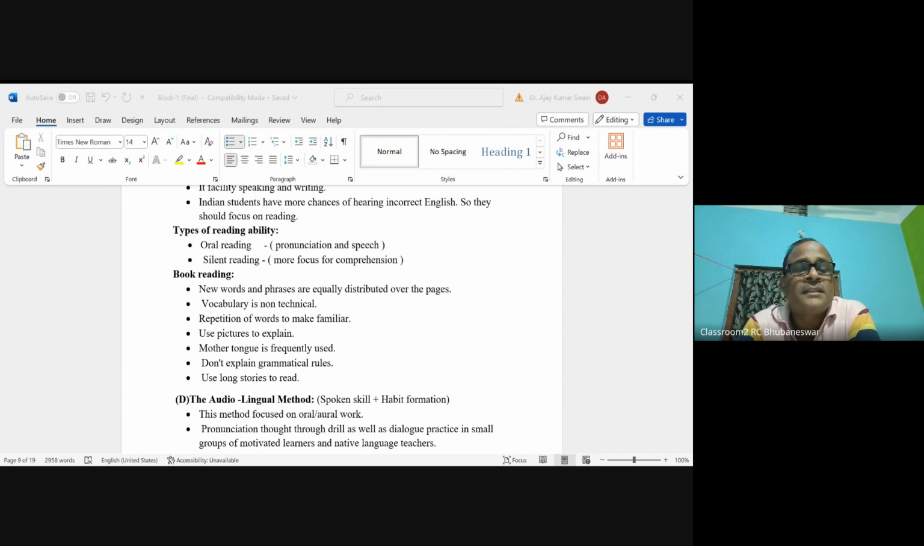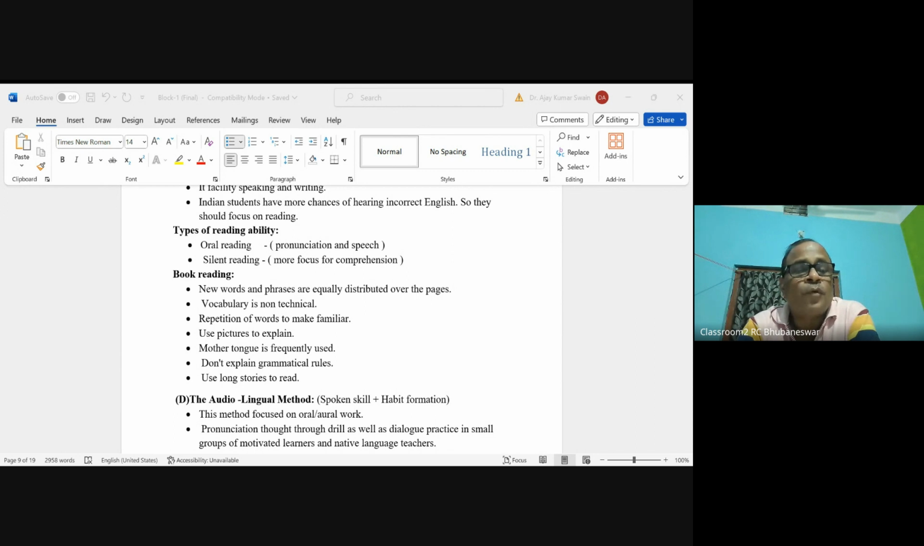Okay, but this method kept stress on both oral reading as well as silent reading. Oral reading was meant for improving pronunciation and speech, and silent reading is meant for comprehension or understanding. It is very important.